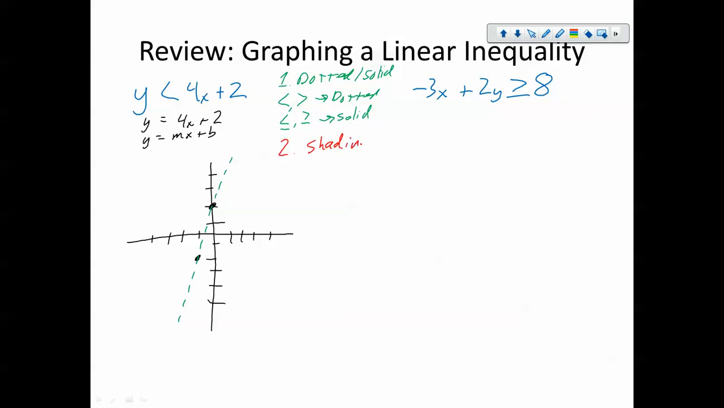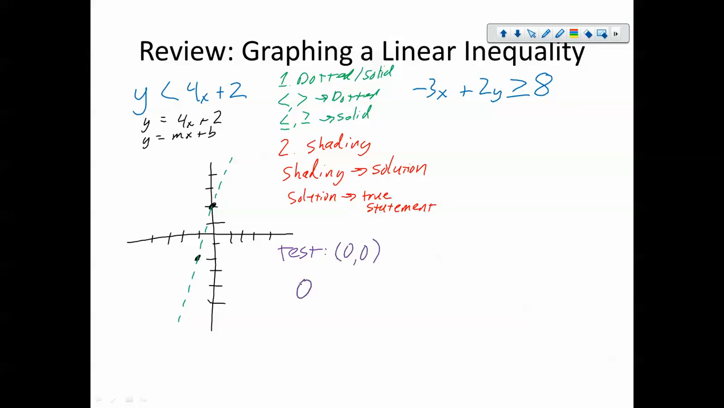The other important thing to remember when graphing an inequality is the shading. It's really important that you understand that the shading equals the solutions. Anywhere there is shading is the solutions. And solutions mean true statements. They are the numbers that create true statements. So what we're looking for is all of the numbers that create true statements. The way we did that in the chapter was to test a point not on the line. I usually pick 0, 0.